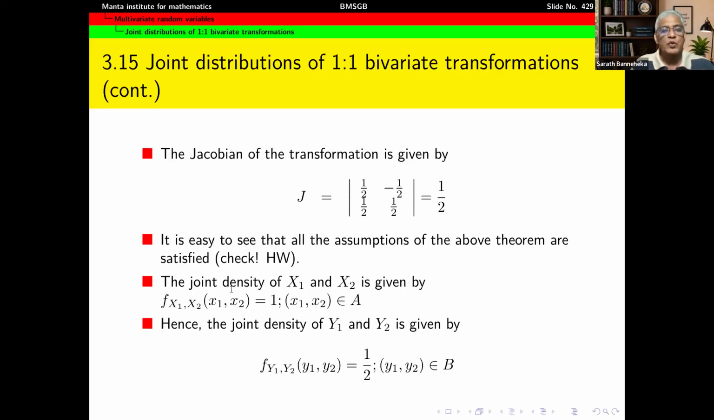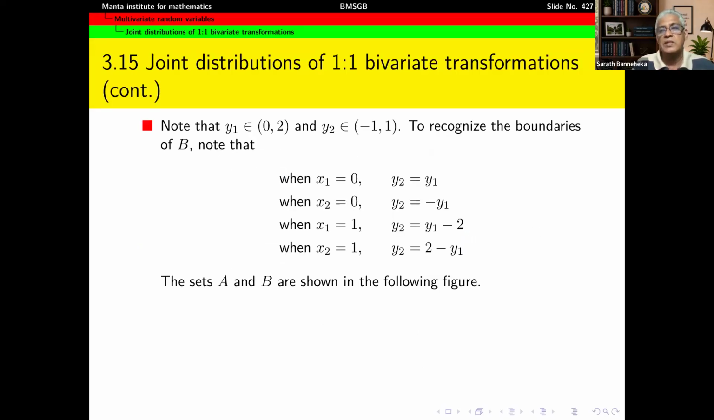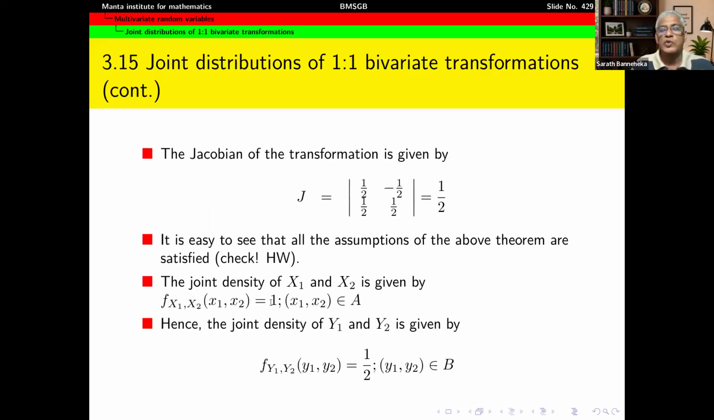We can check them. And therefore, the joint density function of x1, x2, because both x1 and x2 are independent. They are uniform. So the joint density function of x1, x2 is going to be the product of the marginal densities. So that is going to be 1 times 1. x1 has a uniform density, therefore the value is 1. x2 also has a uniform density in 0, 1, so the value is 1. So the product is 1. This is the joint density of x1, x2 for any x1, x2 in set capital A.